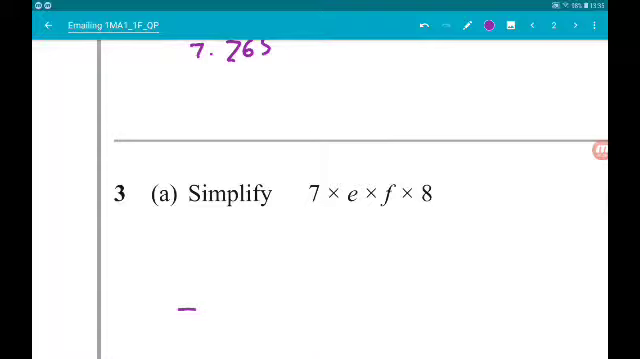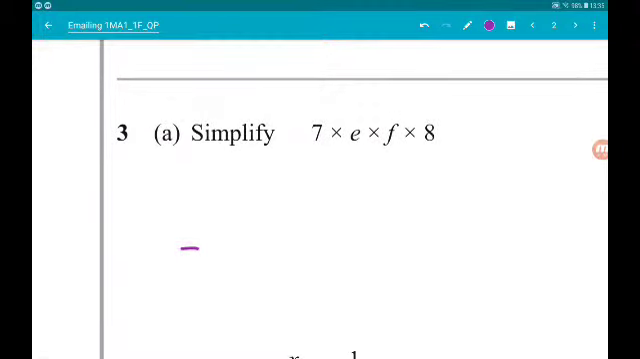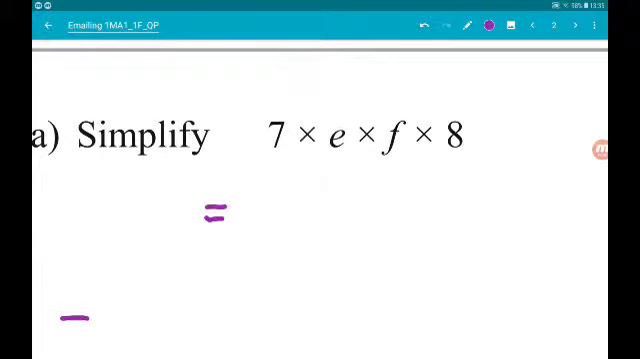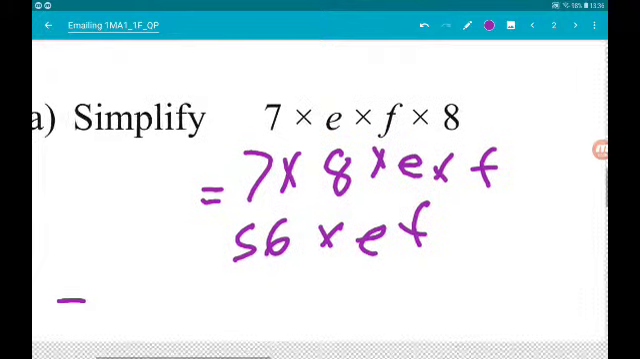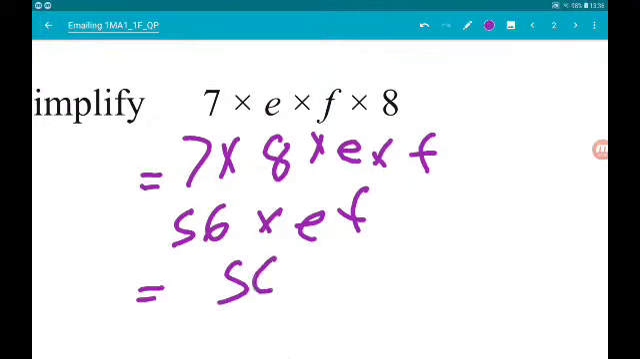3a wants us to simplify 7 times e times f times 8. Okay, so multiplication is magic. It doesn't matter which order we carry out the multiplications. So we can rewrite this as 7 times 8 times e times f. Now, 7 times 8 is 56, and e times f we can just write as ef. So we got 56 times ef, which we can finally write as 56ef.